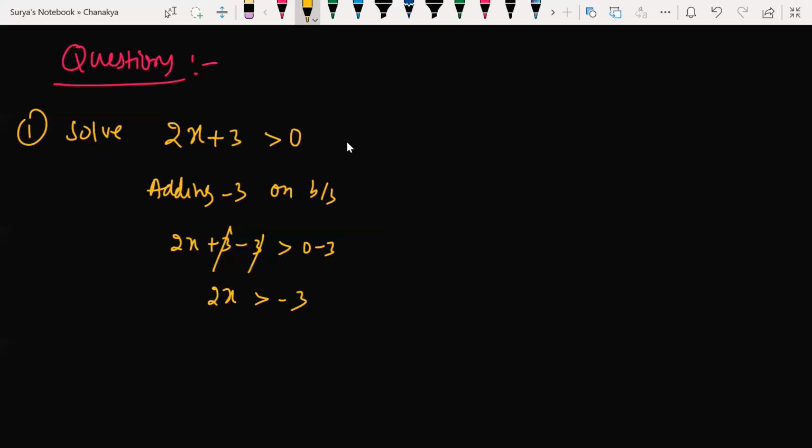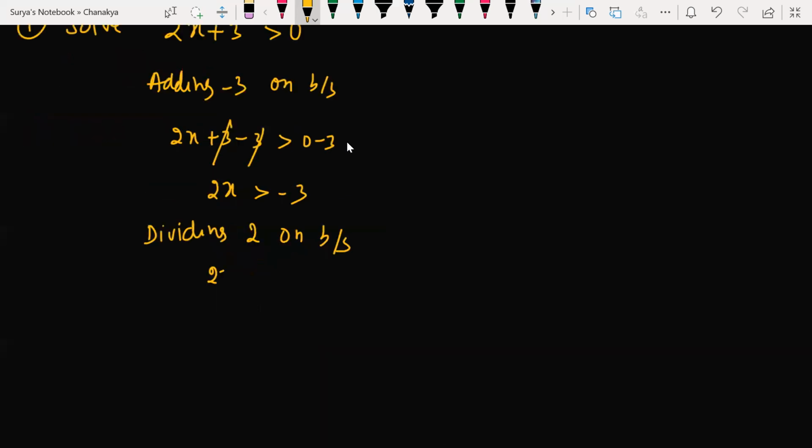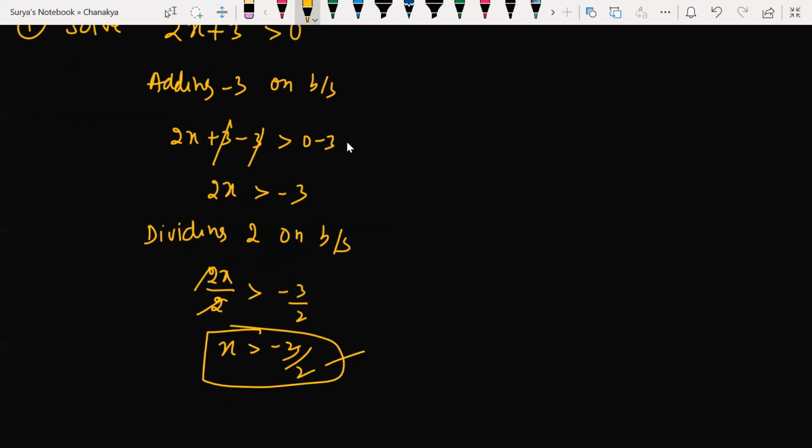And now I'm dividing. Dividing with what? Tell me now. 2 on both sides. Now, 2x by 2 greater than minus 3 by 2. The 2s cancel. So what are you left with? x greater than minus 3 by 2. So what can you say? x greater than minus 3 by 2 is your solution.